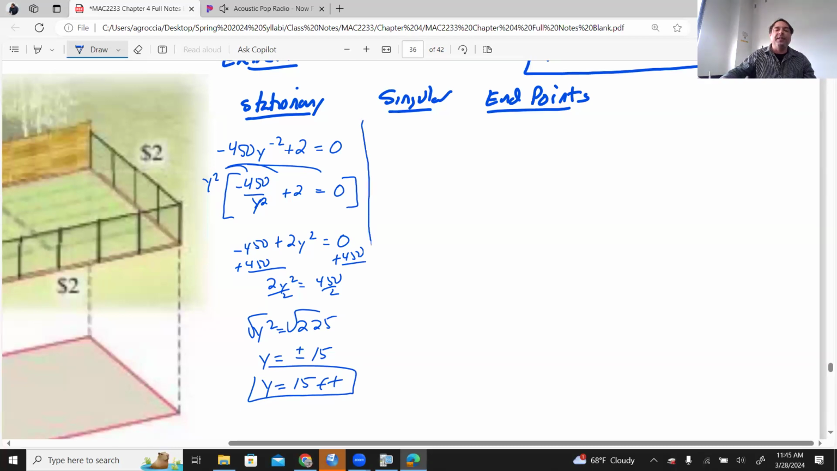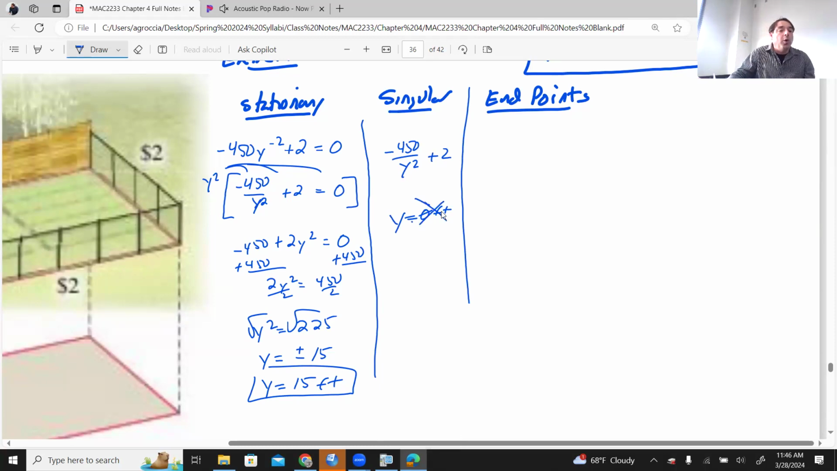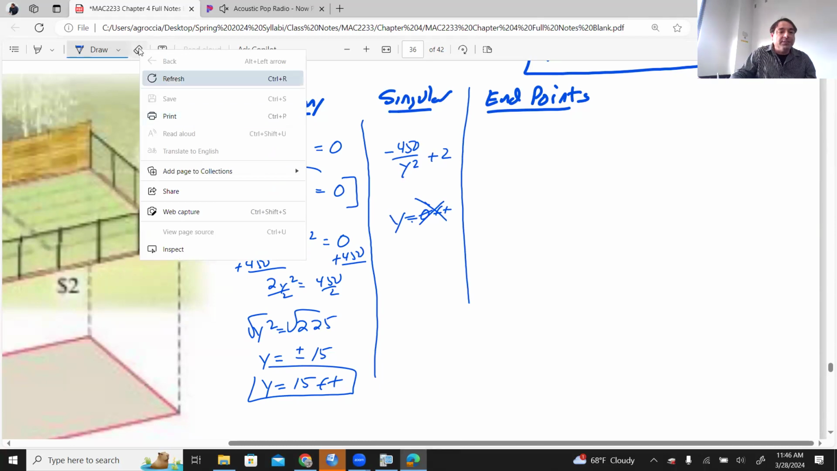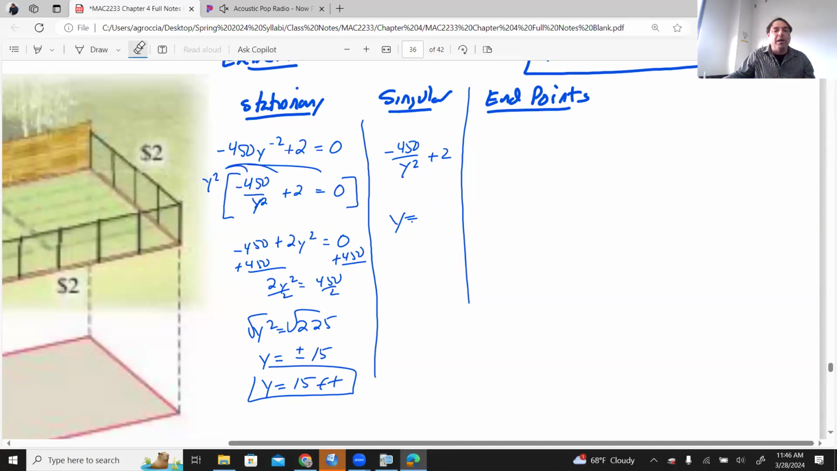Same thing for singular. When we do singular, you're going to get negative 450 over y squared plus 2. What number would make this undefined? If y was 0, perfect. But can you really have a fence that's 0 feet long? No, it doesn't make any sense at all. So we can already eliminate it on our own. It's just not going to work. That's the nice thing about word problems: yes, you're going to get some answers, but they don't fit in reality. Reality is our domain.